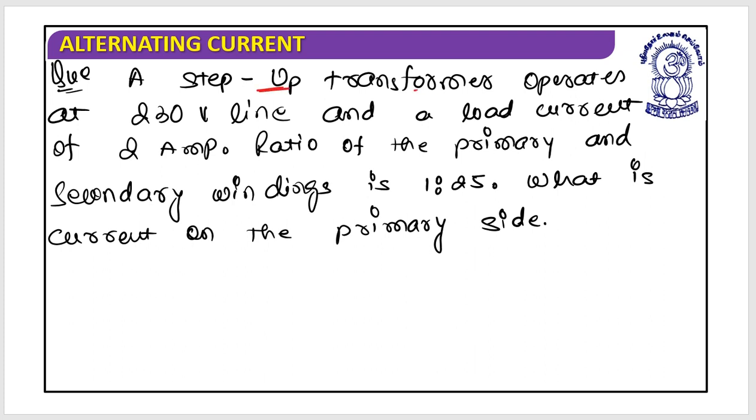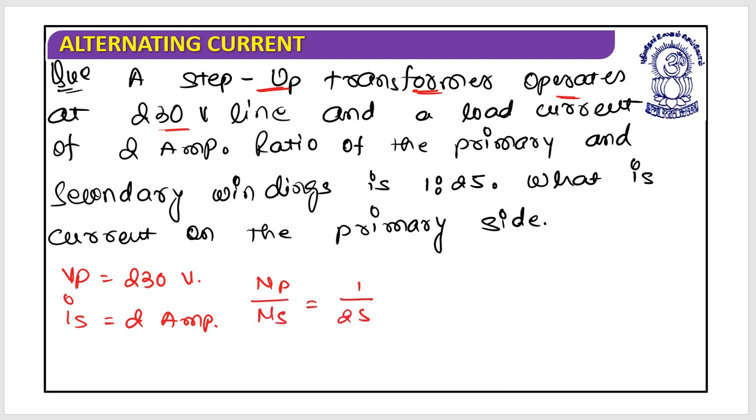So it says that a step up transformer is there which operates at 230 volt line. When it operates at 230 volt line, that means the primary voltage has been given. Vp is 230 and the load current of 2 ampere. That means the current on the secondary side is given. It's a load current, so it's IS. The ratio of the primary to the secondary, NP is to NS, is 1 by 25. What is the current on the primary side? How will I do this?